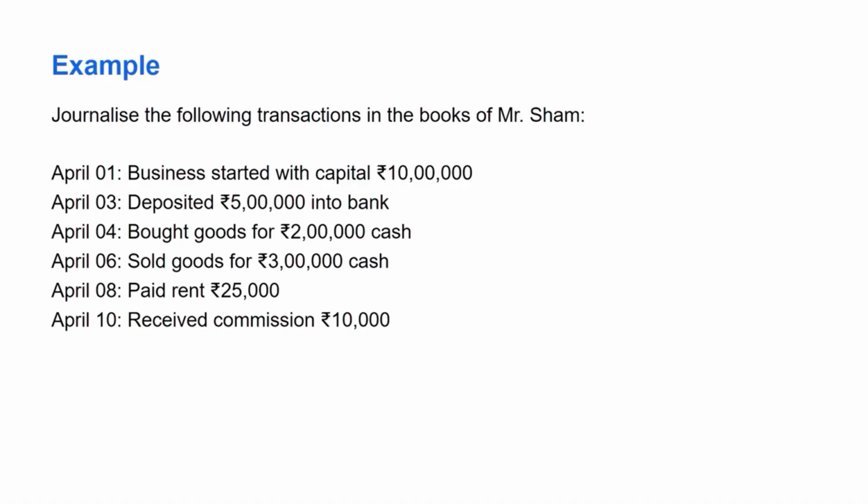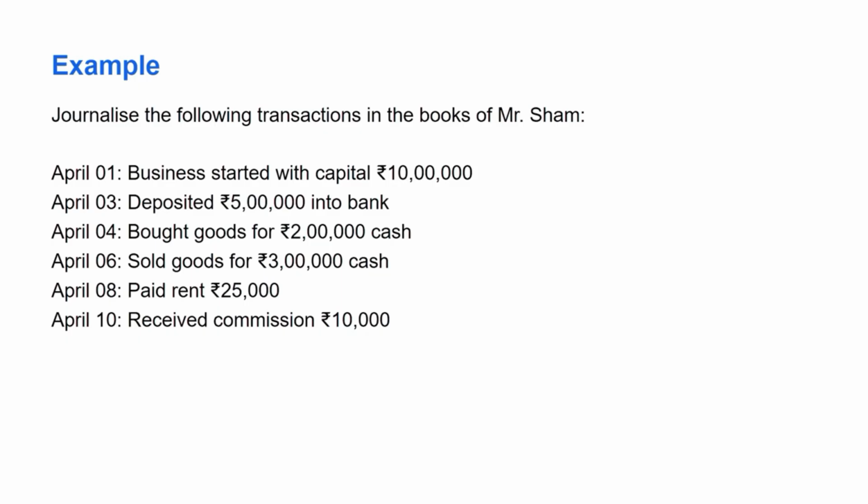Now let's look at the example. Journalize the following transactions in the books of Mr. Shyam. April 1st, business started with capital rupees 10 lakh. April 3rd, deposited rupees 5 lakh into bank. April 4th, bought goods for rupees 2 lakh cash. April 6th, sold goods for rupees 3 lakh cash. April 8th, paid rent rupees 25,000. April 10th, received commission rupees 10,000. Now let's record journal entries step by step and pass the ledger.